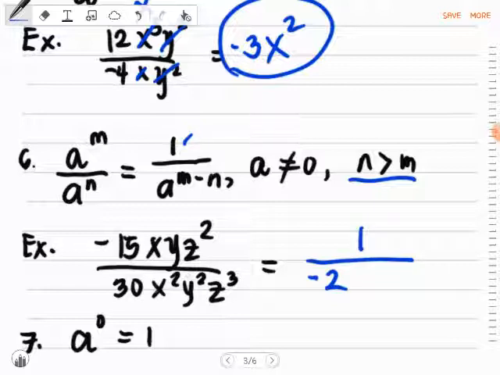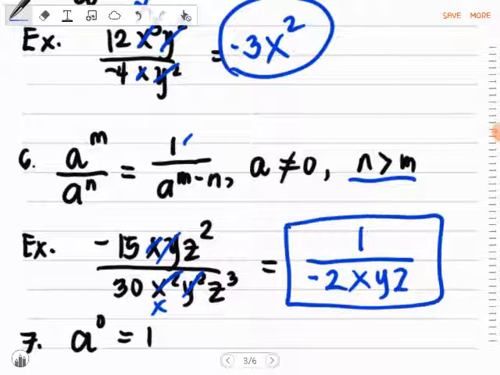Dito, mas mataas pa rin ito sa baba. So, kung ika-cancel mo yan, may matitira pang x. Dito naman, ka-cancel mo to, may matitira pang isang y, right? Dito, 3 minus 2 is 1. So, mas mataas yun sa baba. So, sa baba yung ilalagay natin. So, this is our answer for this number 6 example.